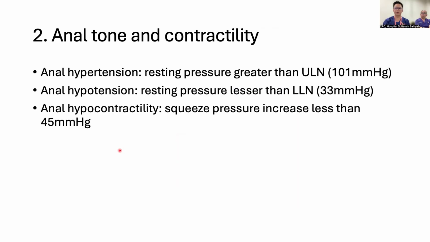There are 3 possible diagnoses that you can come up with. Anal hypertension. The door is too tight. Even at rest, the door is very ketat, very tight. Don't want to open. And that is resting pressure greater than 101 if you're using the Laborie system. Anal hypotension. Very loose, very lax. Door doesn't want to close. Resting pressure less than 33 millimeters of mercury according to your Laborie system. Or there could be anal hypocontractility. You tell the patient to squeeze, you tell the patient to kemut, still doesn't kemut.